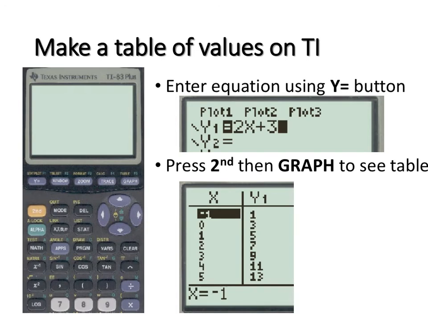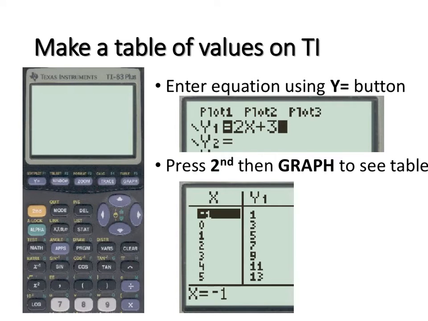The first thing that you need to know how to do is to be able to make a table of values on your TI. You start by entering the equation using the y equals button, and here's the x button so that we can type something along the lines of 2x plus 3. And then you're going to press the second button and then graph so that you see the table of values, and it should look something like this. Go ahead and use your TI to create a table of values for 2x plus 3 before you move on in the video.